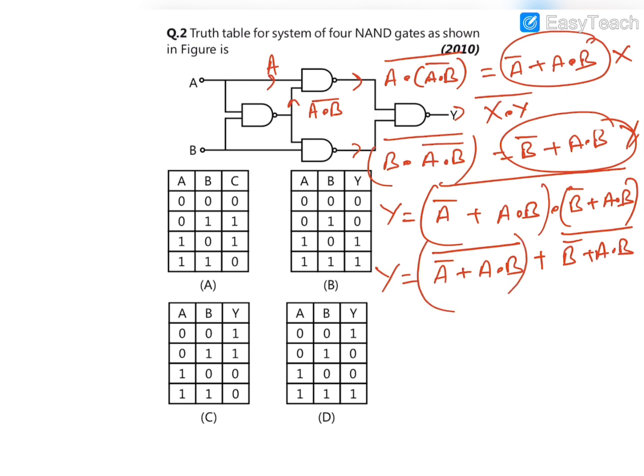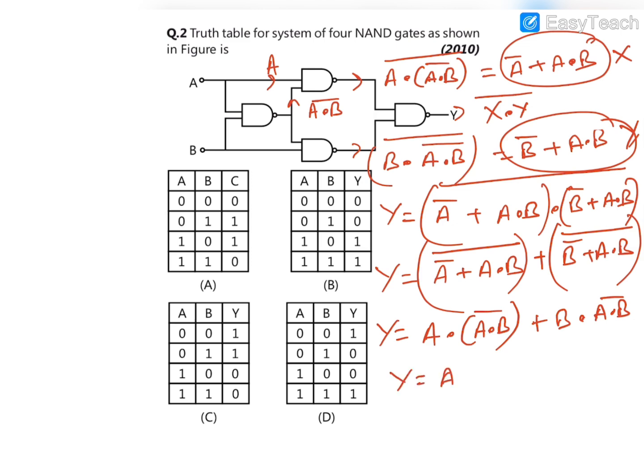Okay, and now again we apply the De Morgan's theorem, so it would be A dot with A dot B bar, plus B dot with A dot B bar. So let us take A dot B bar common, and it would be A plus B.